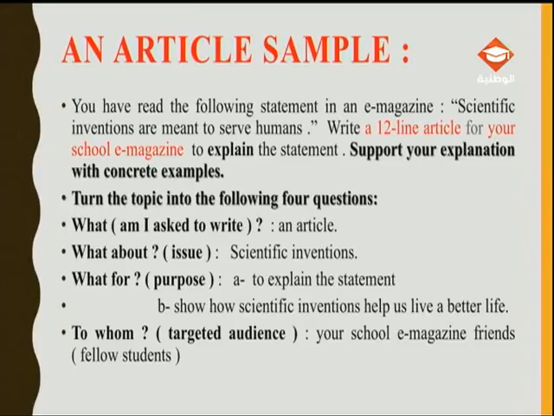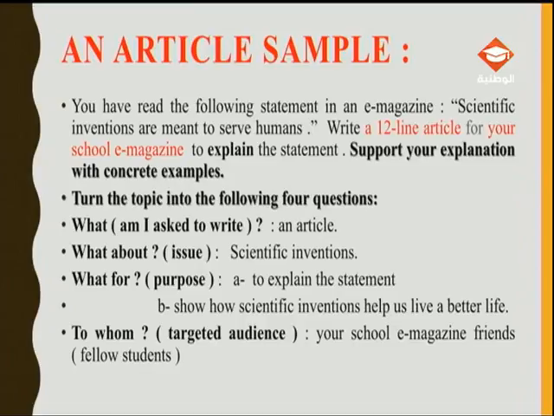The second question is, what about? What is the issue I'm going to tackle in the article? Here, the issue is scientific inventions. But what's the purpose? What about these scientific inventions? Am I going to list the advantages and disadvantages? Or am I going to focus on the advantages? Am I going to focus on the disadvantages? The instructions are clear. Write to explain the statement.